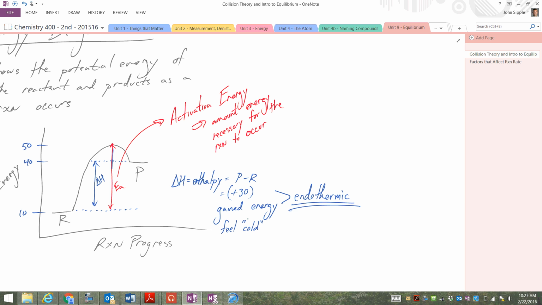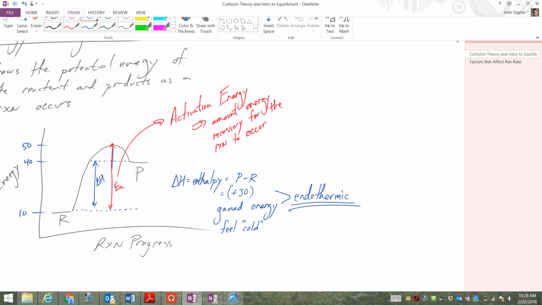It's a tough one to understand. Remember, we've talked about heat flow, right? We've discussed heat flowing from one object to another. That's energy flow. That's what's happening here. The system here, the reaction, gained energy from the surroundings. So energy increased in the reaction, right? So it feels cold. It's endothermic, all right?